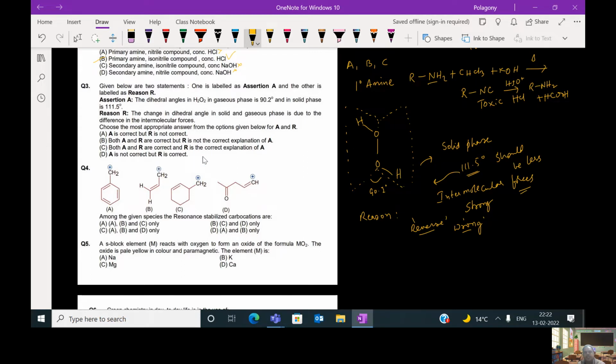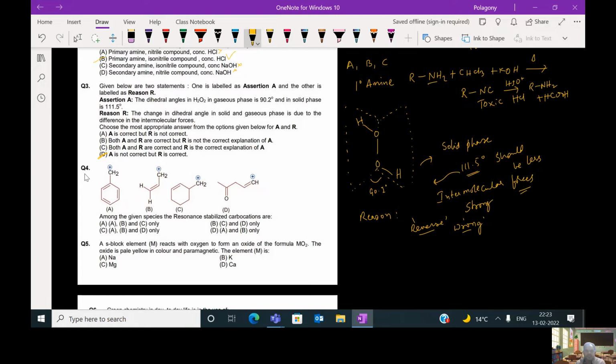The reason, the change in dihedral angle in solid and gas phase is due to the difference in intermolecular forces, is absolutely right. So D is the appropriate answer for this question: A is not correct, but R is correct.